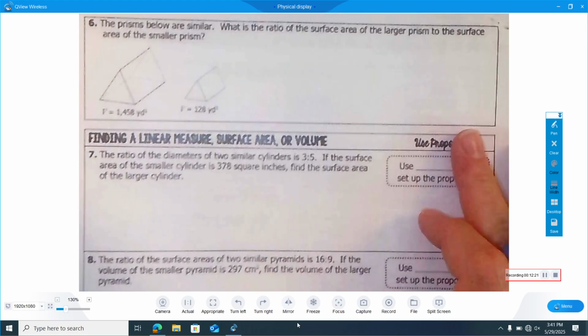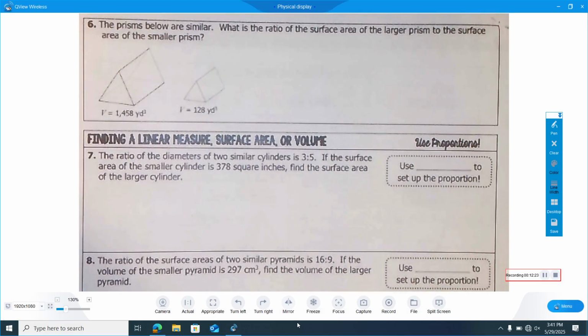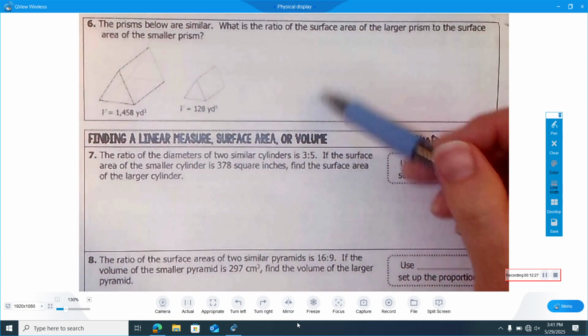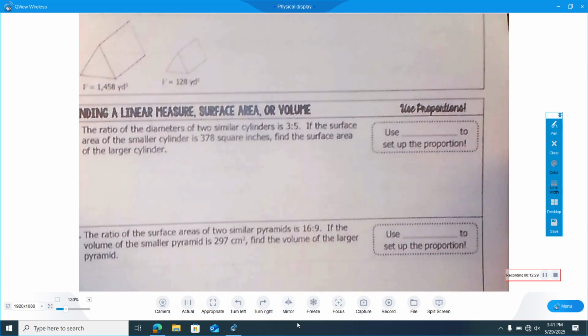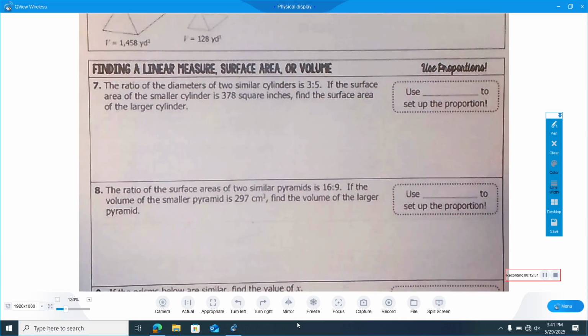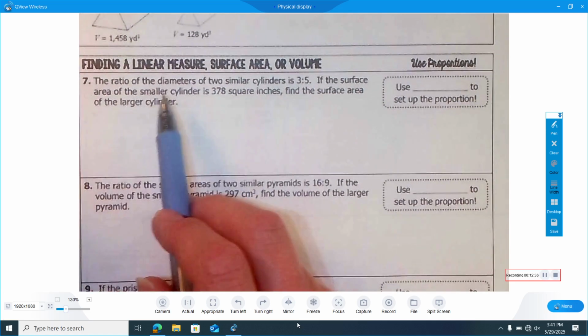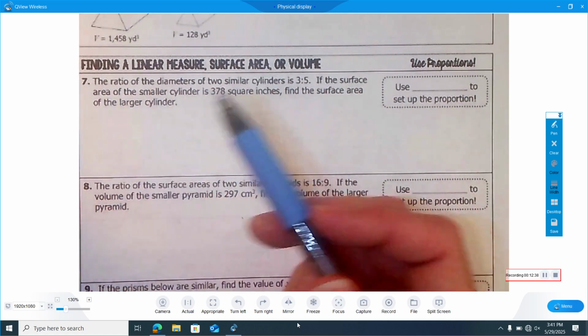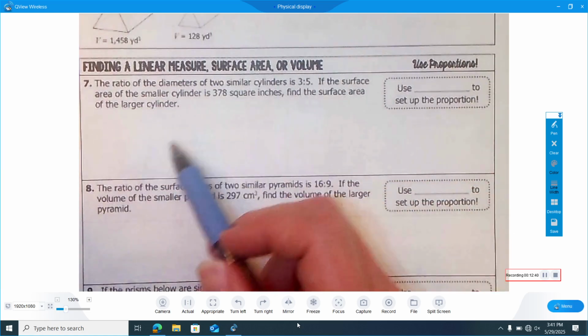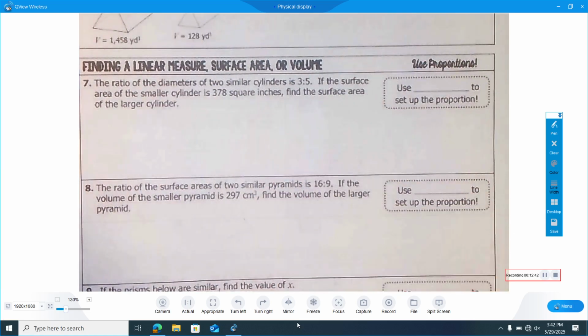Now, this is very much similar to number 6, but let's go on and try number 7. So number 7, now we're going to figure out how to use those ratios that we can find to actually figure out the volume of something, which is pretty useful.